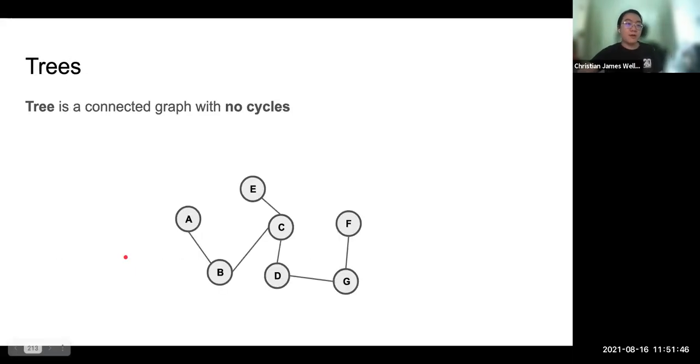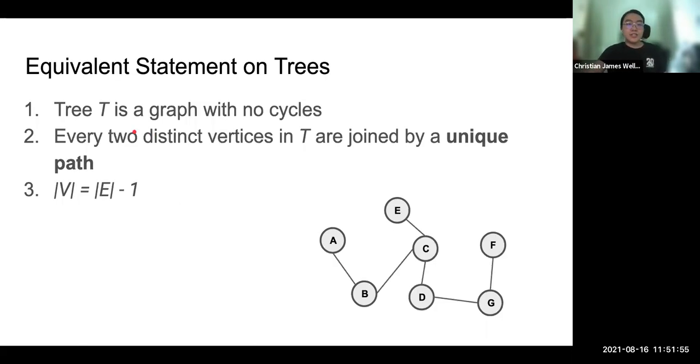Next I'll talk about trees, which are a special case of graph: a connected graph with no cycles. These are some equivalent statements on trees. When I say that T is a graph with no cycles, it is equivalent to say that every two distinct vertices in T are joined by a unique path. Try to verify in this diagram over here. Let's just take A and F. I can only go through A, B, C, D, G, F. There's no other path that connects A and F. Similarly, take D and E. I can only go through the D, C, E path.